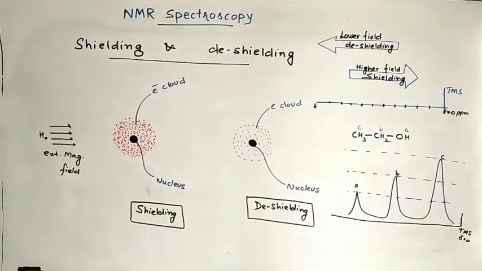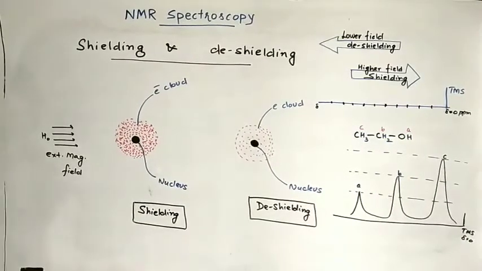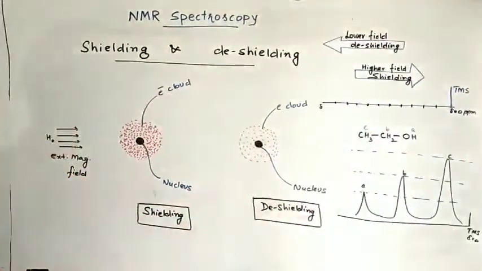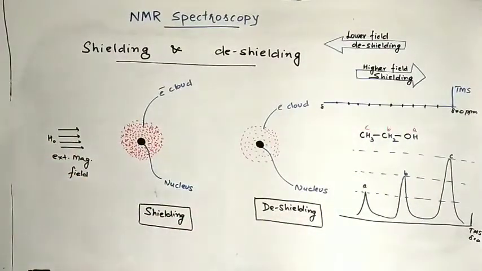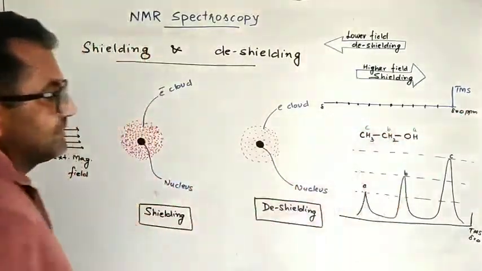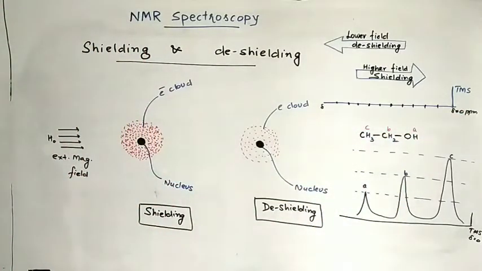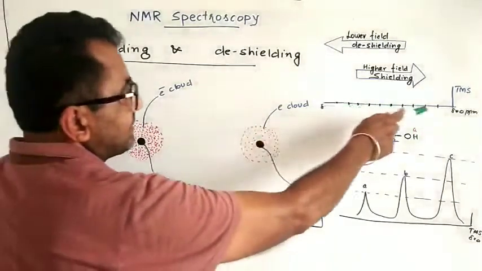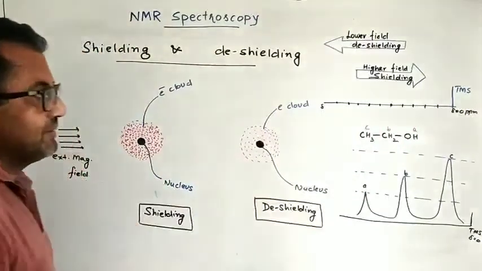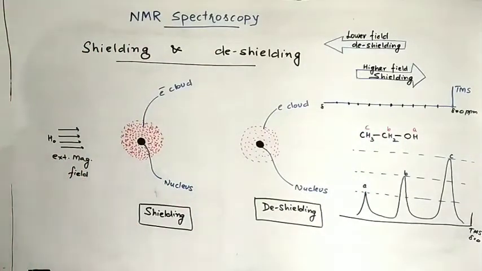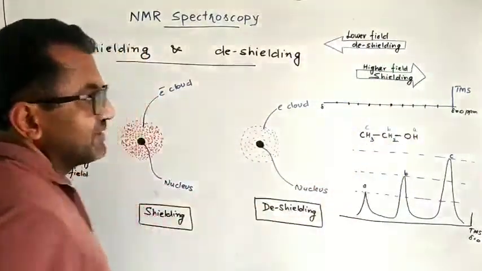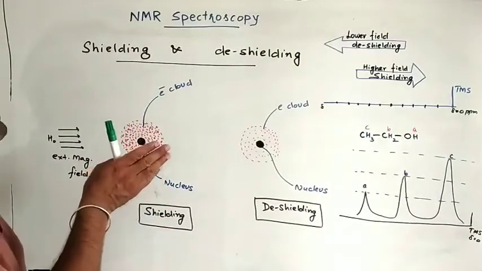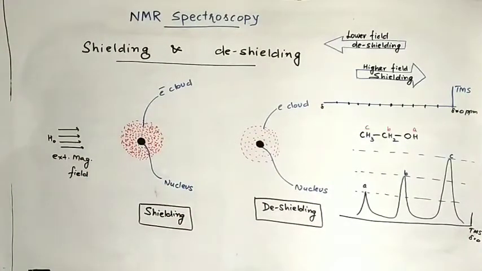So this is about the shielding and de-shielding. We will try to understand what is shielding and de-shielding. Now this is the NMR spectrum, how it looks. There is TMS at the far right side where the value is 0 ppm, as we already studied. Towards TMS we have a higher field, because when we move from left to right, the external magnetic field strength increases. Higher field means higher external magnetic field strength. So when you move towards TMS, we get signals at higher field.